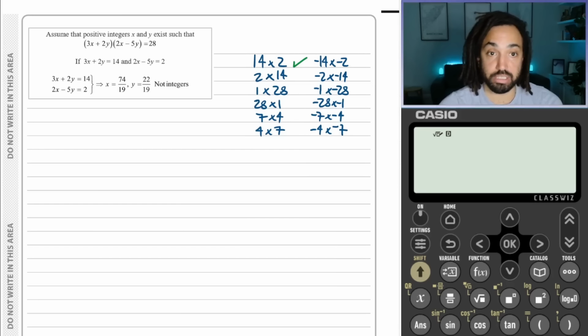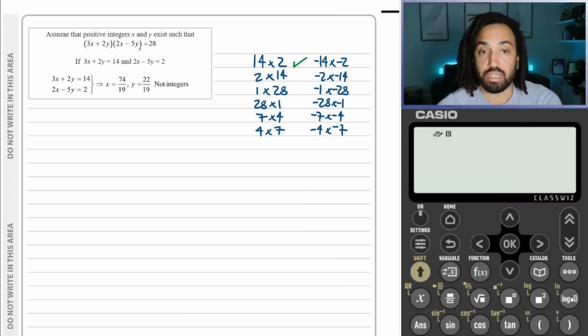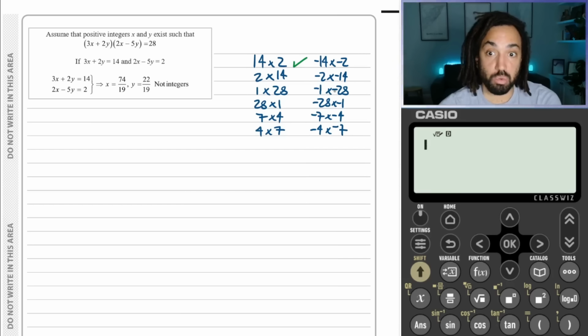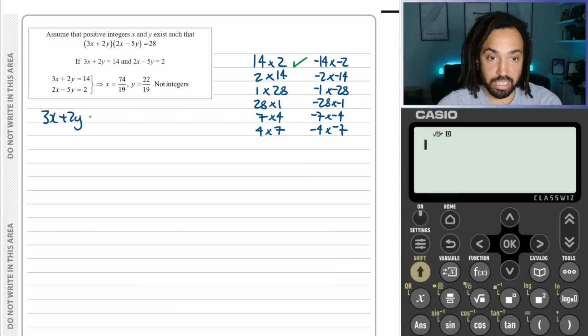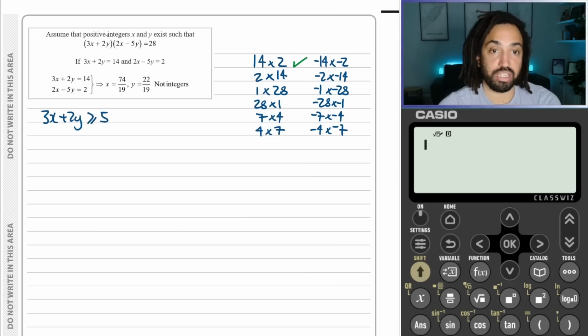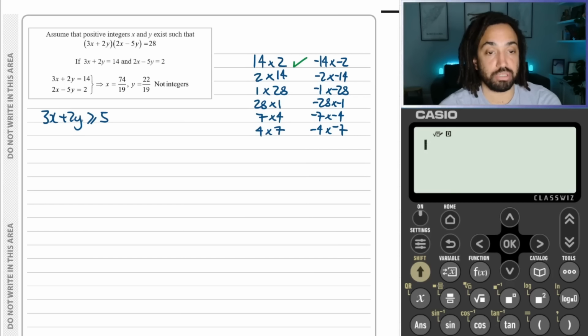And we know that they have to be integers because we are assuming that x and y are positive integers, so these brackets will therefore be integers. Okay, so we could check all of these pairings, do simultaneous equations for all of them, but there are some which we don't need to do. The reason is that the first bracket, 3x plus 2y, is definitely positive. Because if x and y are positive integers, then 3x plus 2y is going to be bigger than or equal to 5. 5 is the smallest it could possibly be.